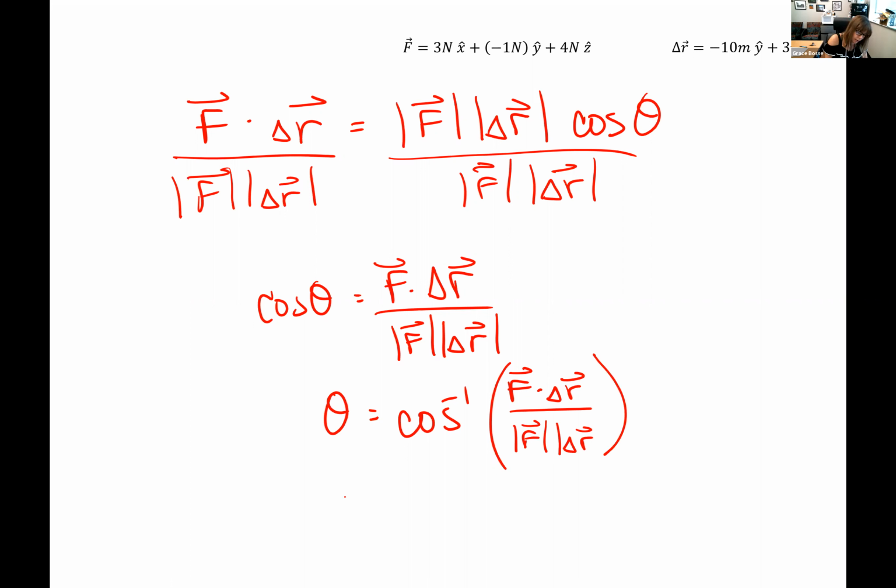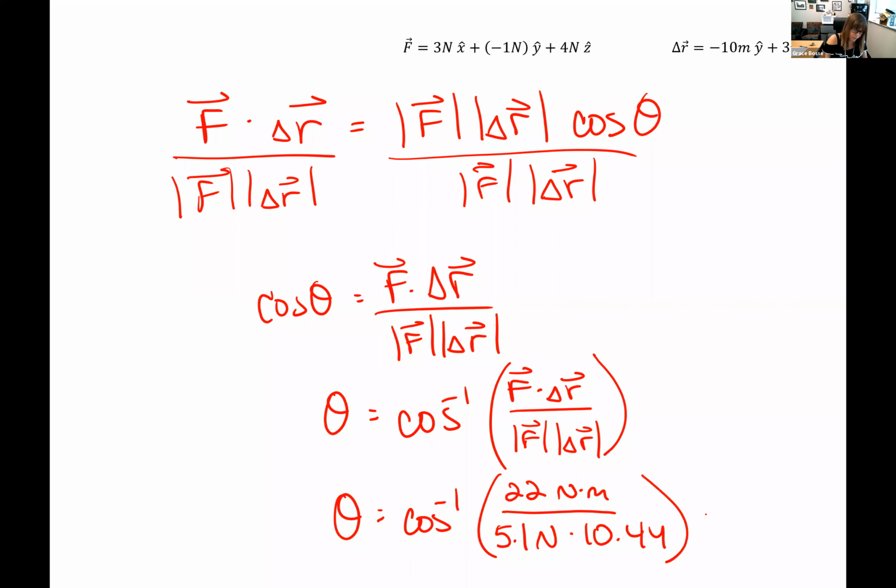All right, so now we can plug in our answers here. From that very first step, we said that the dot product between these two things was 22 newtons times meters. The norm of the force vector was 5.1 newtons, and the norm of the displacement vector was 10.44. And so plugging that into your calculator, inverse cosine of 22 divided by 5.1 divided by 10.44, I get an angle of about 65.6 degrees. And that's my final answer.